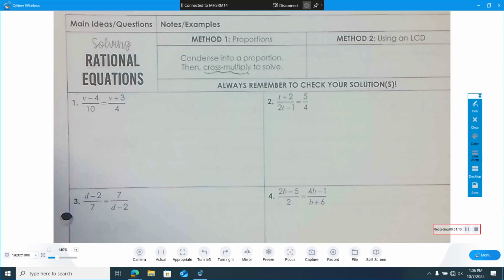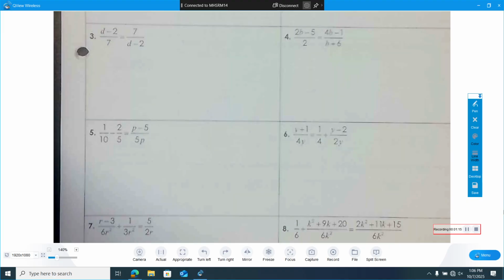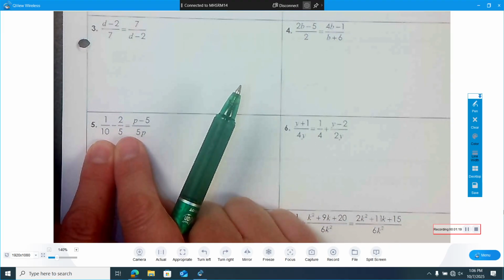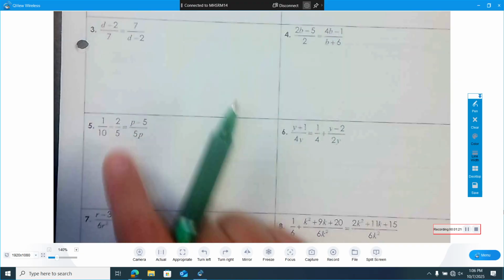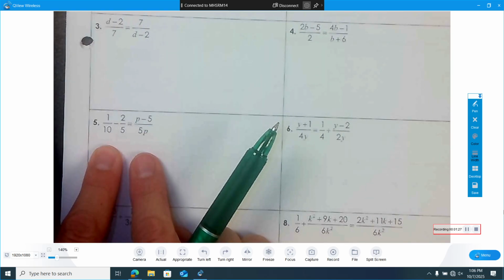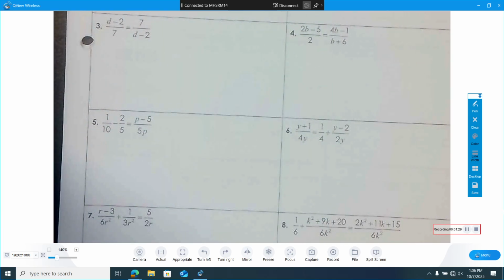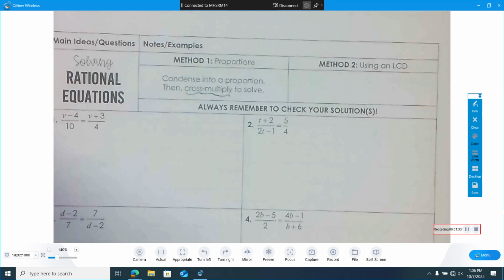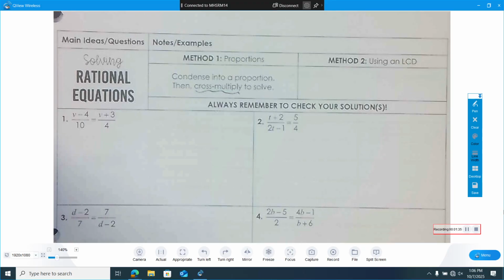Now, this method also works for bigger things, too. If I want to clean up 1/10 minus 2/5, I can get a common denominator and condense that into a nice little single fraction, and then I'd be able to cross multiply. So we can use the cross multiply method pretty easily, but the idea is here we just need to get common denominators and cross multiply.